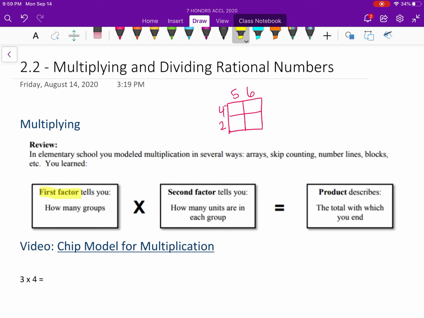You learned that the first factor tells you how many groups you have. The second factor tells you how many units are in each group, and your product, or your answer, describes the total with which you end, okay?